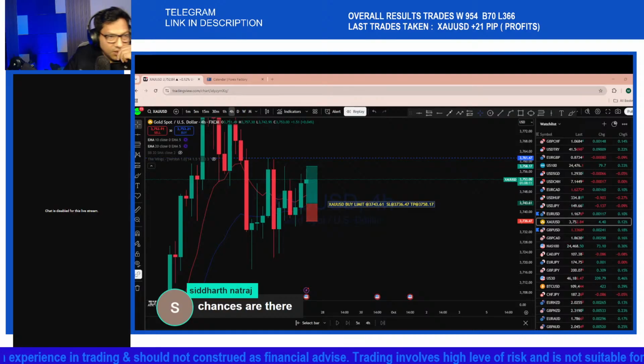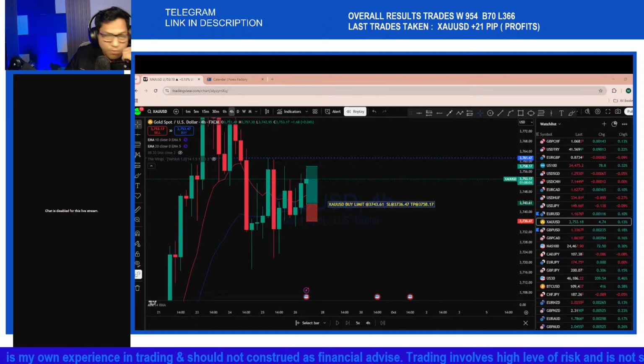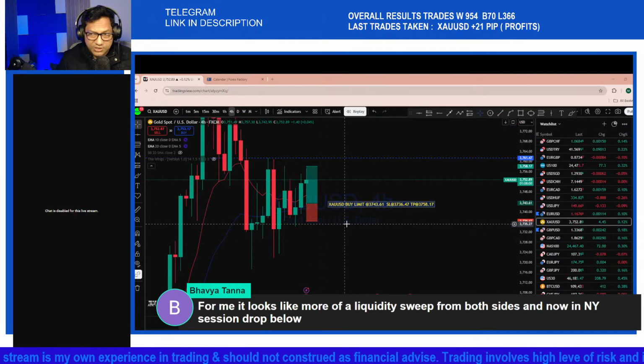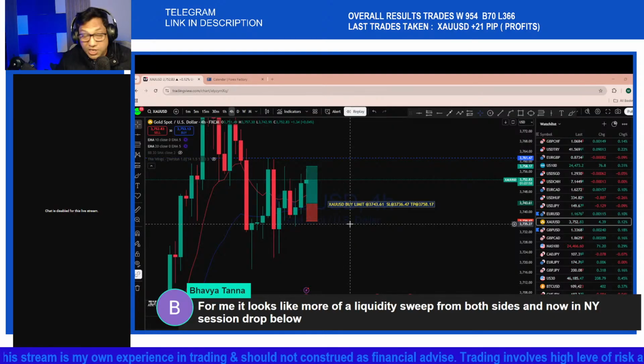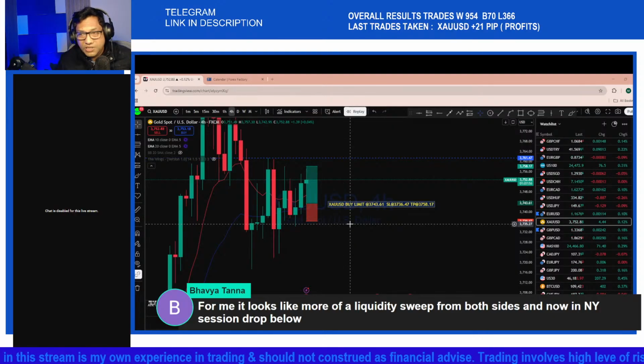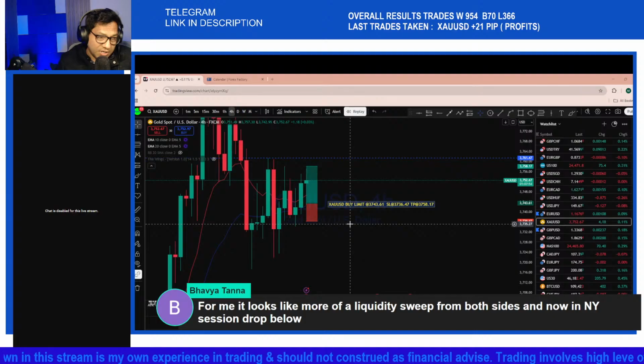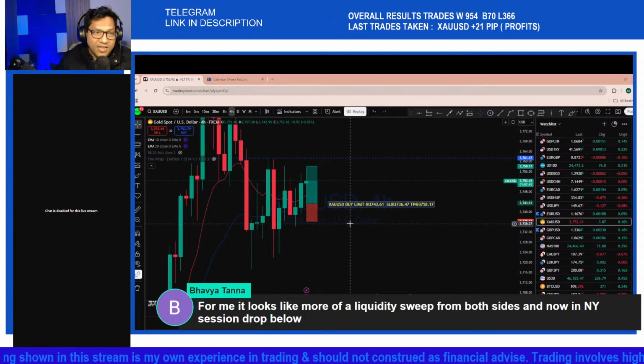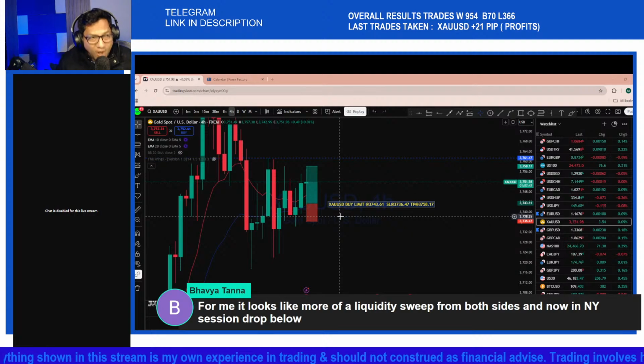For me, it looks like more of a liquidity sweep from both sides, and now the NY session drops below. Yes, so this is what happens when there is news. There is a liquidity sweep in both directions more often. Basically, the market grabs directional liquidity from both directions and finally starts to move in one direction or goes to a range.